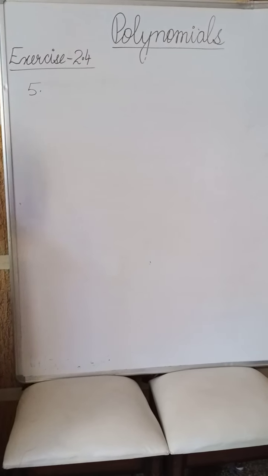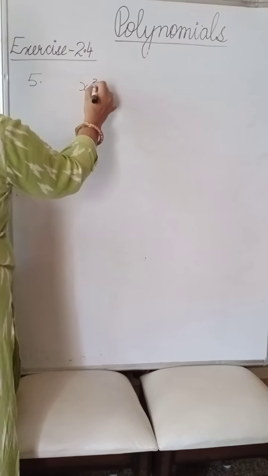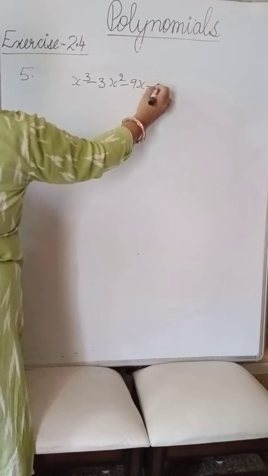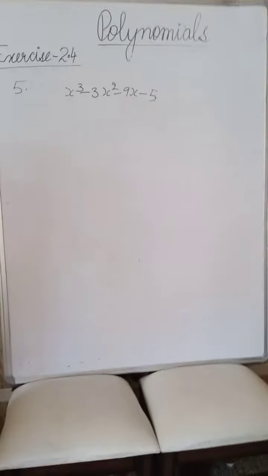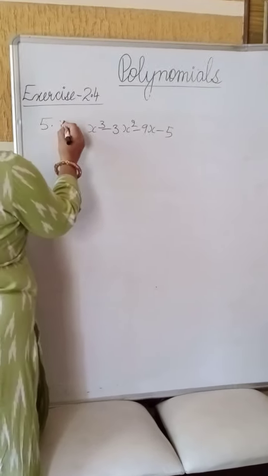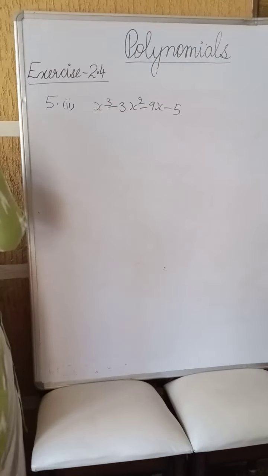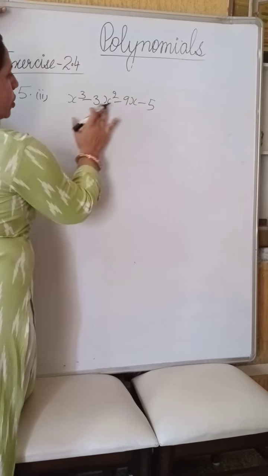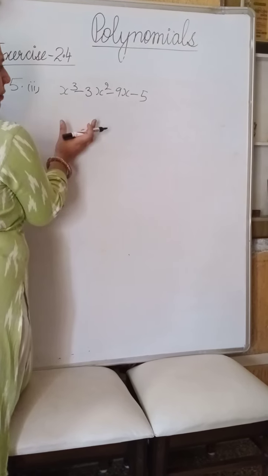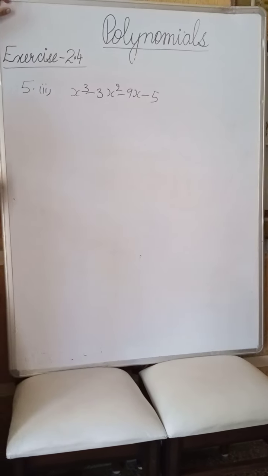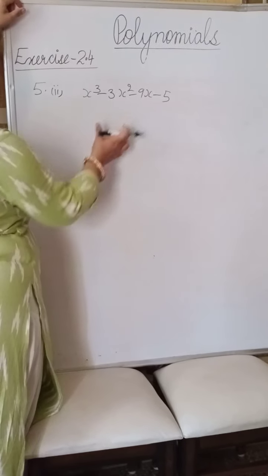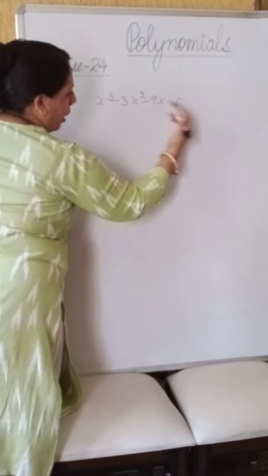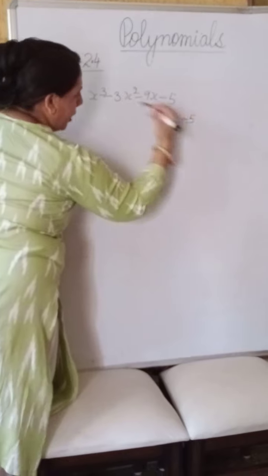So firstly I am doing second part, x cube minus 3x square minus 9x minus 5. It is question number second of fifth question, second part. In this question, we will split these 2 terms. Why? Because directly we are not having any common term. So we will split these 2 terms into 4 terms. So how can we start? From the end I am starting the question. Write this minus 5.